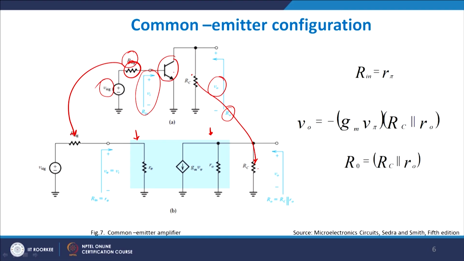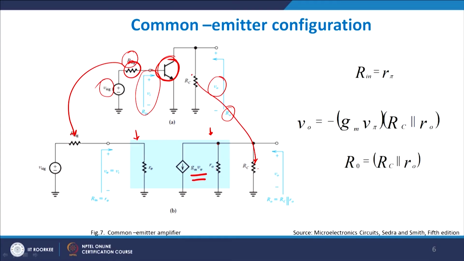Looking from this side, this can be broken down into an R pi, because R pi is already known to you, and a current source of GM times V pi. R0 will be the output impedance offered by the device itself, not from the circuit point of view. So I get R0 always parallel to my current source here. Howsoever large or small, it will be the value which is there. So we get Rin equals R pi, very simple, because looking from the base side I only get R pi as my impedance.